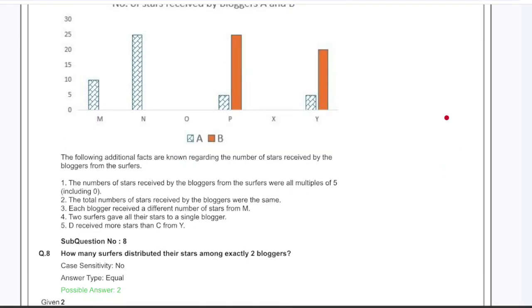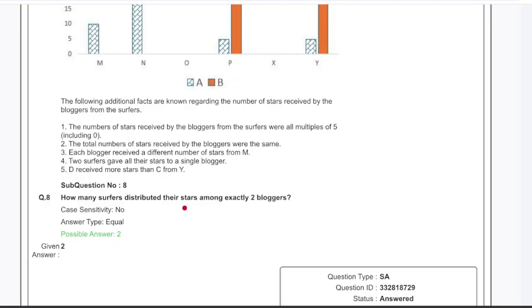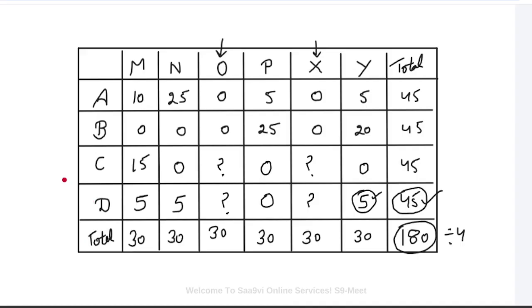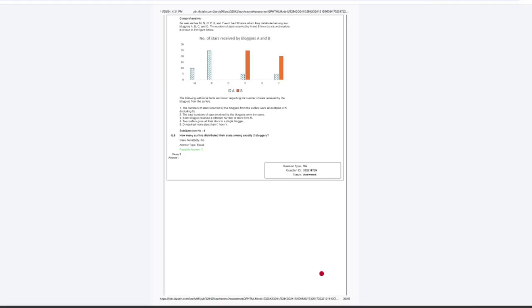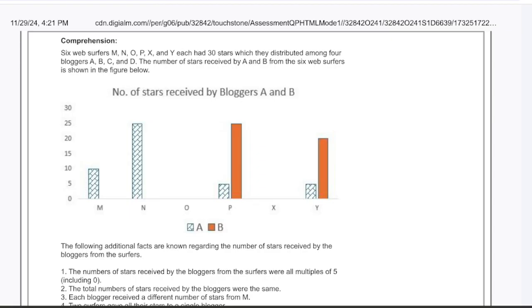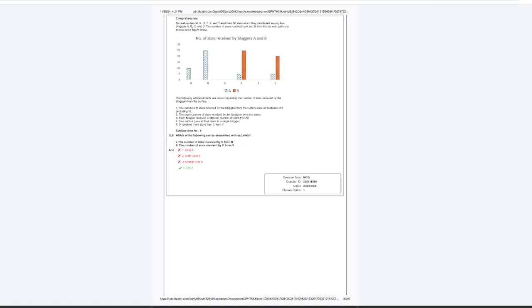The next question: how many surfers distributed their stars among exactly two bloggers? Now M gave to A, C, and D. There are three. N gave to only A and B. That means one is N. O will give only to one. P has already given 5 and 25. So the second person is P, who's going to give to only two bloggers. X will give all 30 to one. Y has given to 3. That means the answer is 2. There are two surfers who have given their stars to exactly two bloggers.